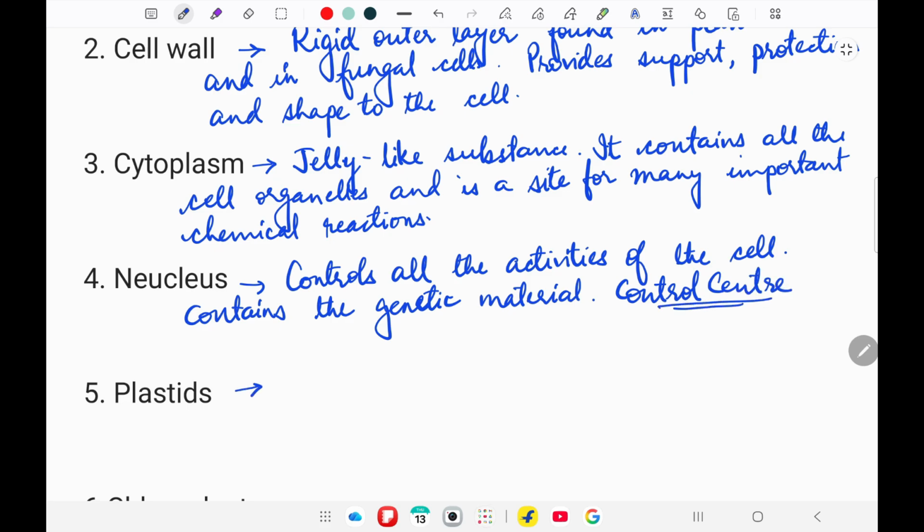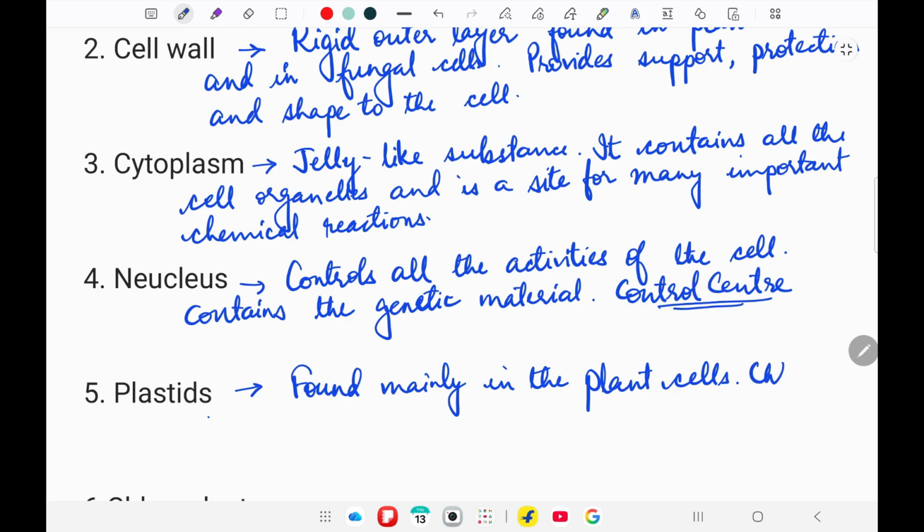The next we will talk about is plastids. Now these plastids are found mainly in the plant cells. One of the plastids is chloroplast, which helps the plant to do the process of photosynthesis. Chloroplast contains chlorophyll, which helps in the process of photosynthesis.